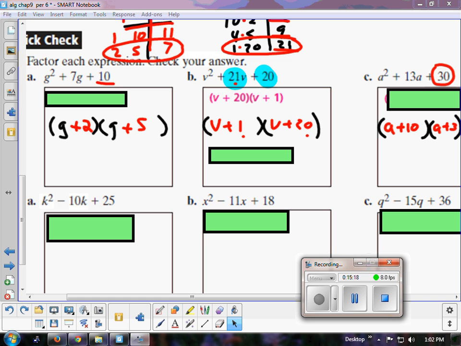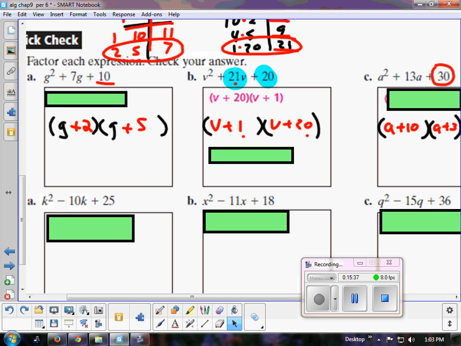Yes, Khadija, who has her hand up. Does it matter what order the numbers go in? No, it does not matter what order they're in. Notice I showed here, it didn't matter what order they go in. Because when you do the box method, you're going to get the same answer.